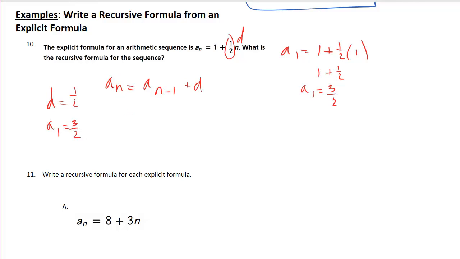Okay, so all I really need then to write the recursive formula, and this is why we like it, because it's really easy to write. It's just not always as easy to evaluate. So it's a sub n is equal to a sub n minus 1 plus the difference, and the difference is 1/2. And then I can identify that a sub 1 is also equal to 3/2, and that helps me evaluate or find terms that come after. Okay, so take a look at the last two examples.